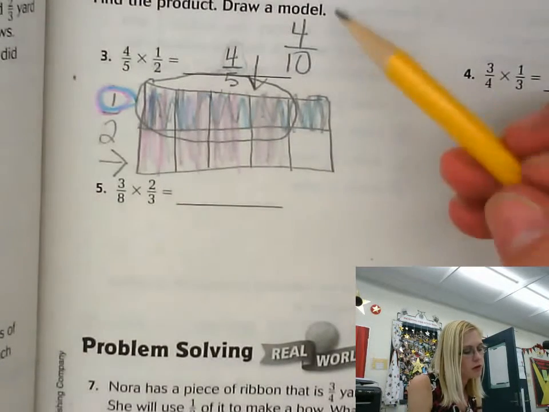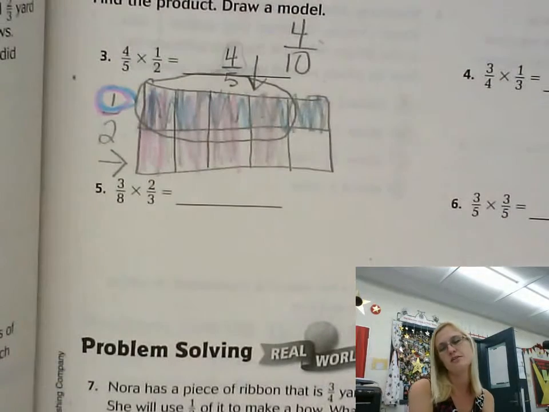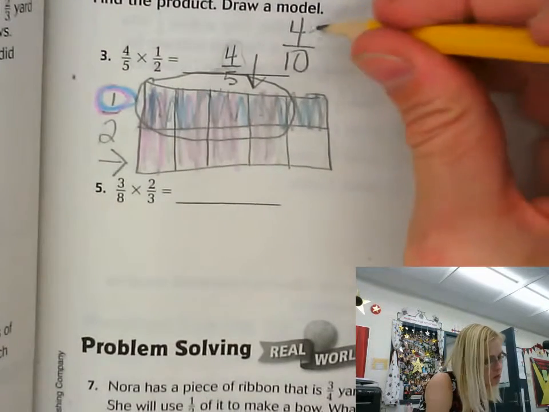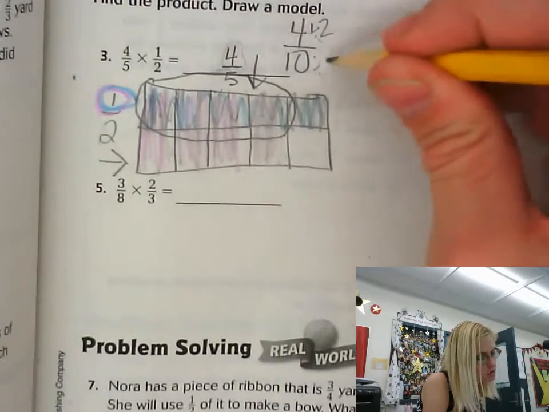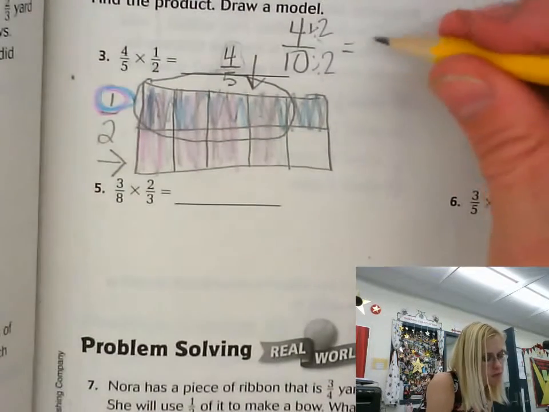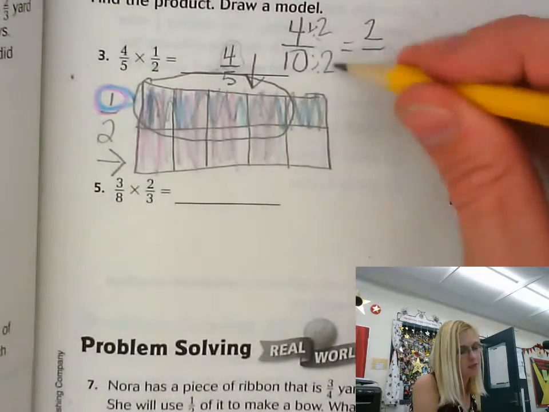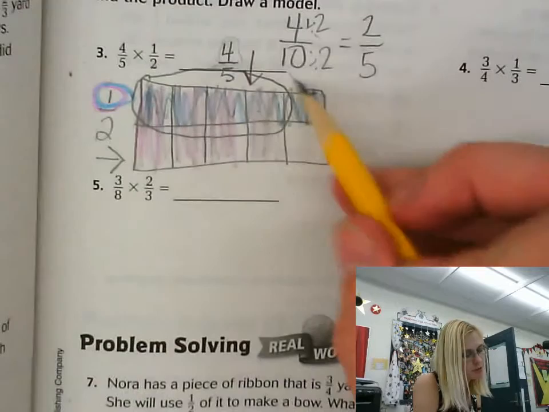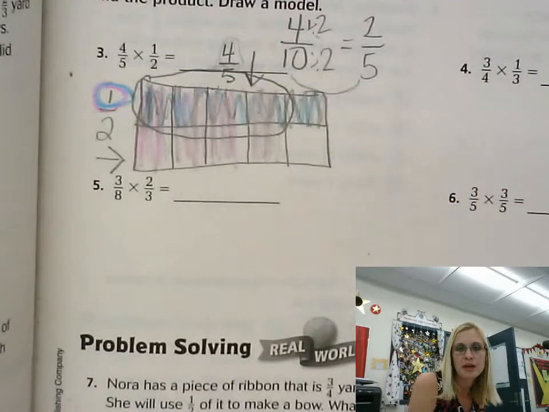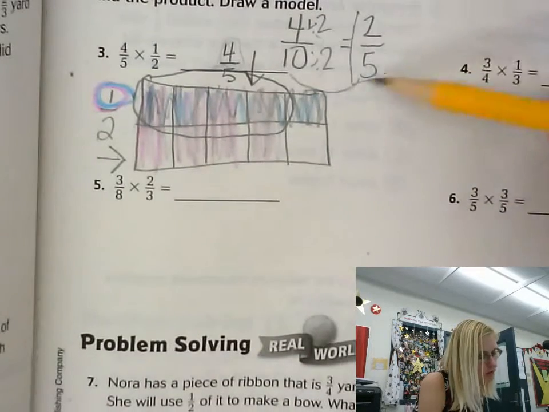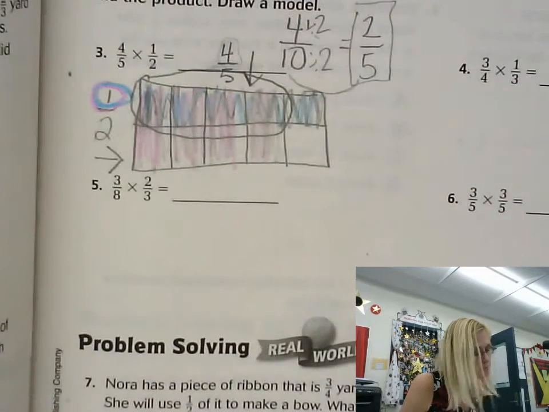So what I noticed is that 4 and 10 are even numbers, which means they can both be divided by 2. So I'm going to divide my numerator and my denominator both by 2 to create an equivalent fraction. 4 divided by 2 is 2, and 10 divided by 2 is 5. So either of these answers are acceptable. However, before we get to the end of the school year and get ready to transition on to middle school, here is where I would like to see all of our friends get.